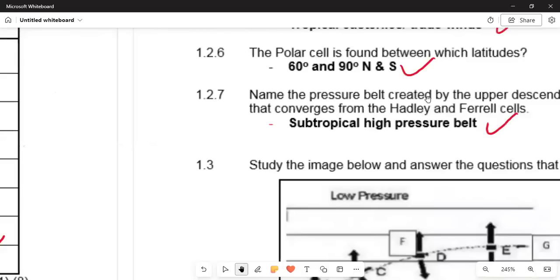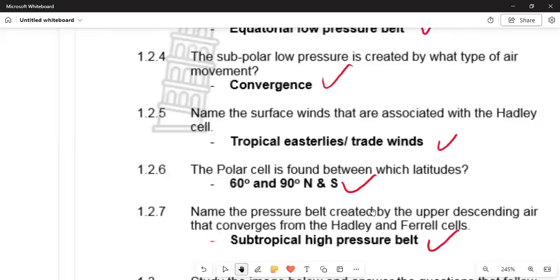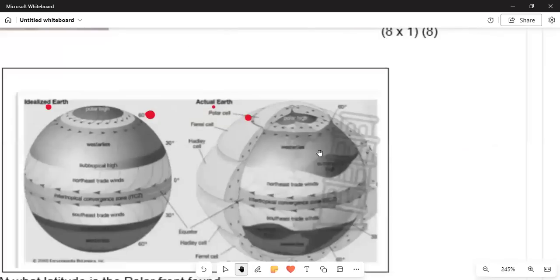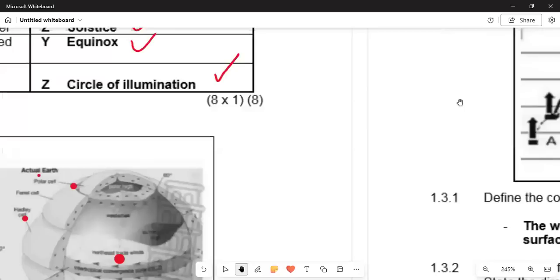Moving on, in 1.2.5, name the Hadley cell surface winds. That is the tropical easterlies or the trade winds. How can we see that? We go where there is the Hadley cell, and we can see the Hadley cell here. It is found there, and this is the north trade winds or the tropical easterlies.